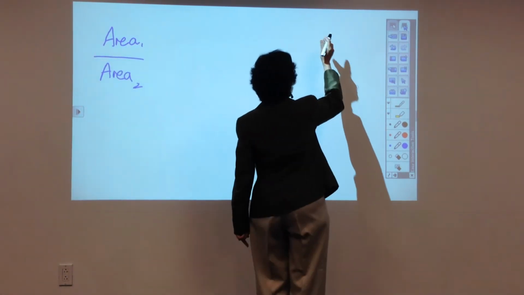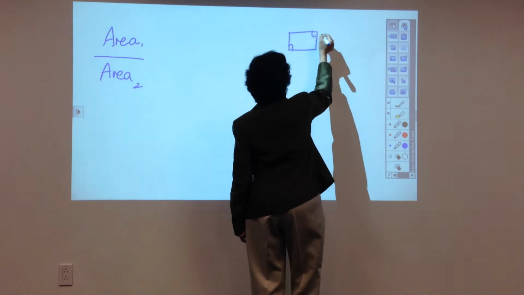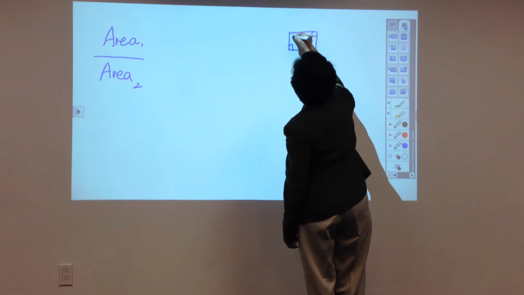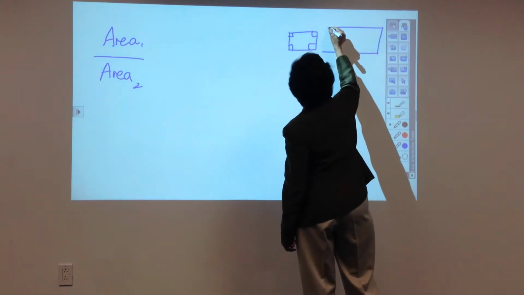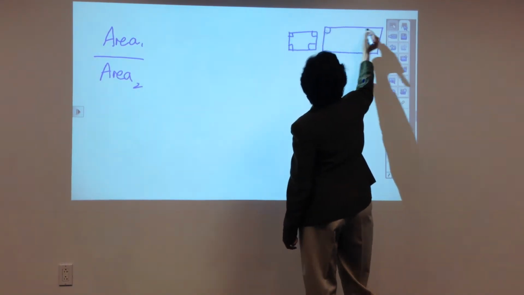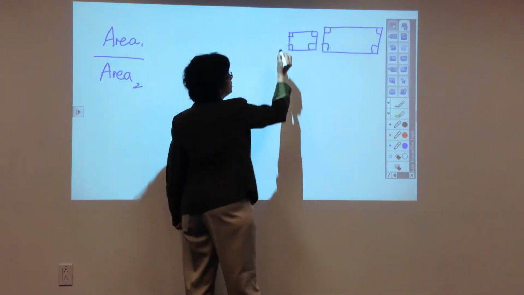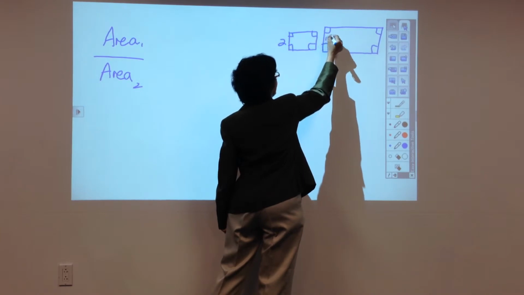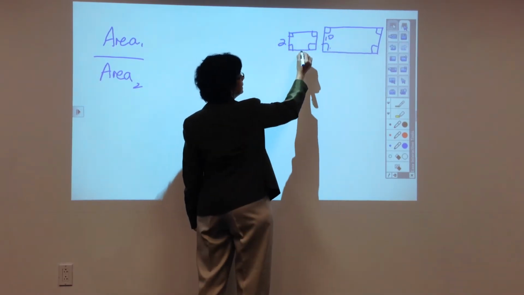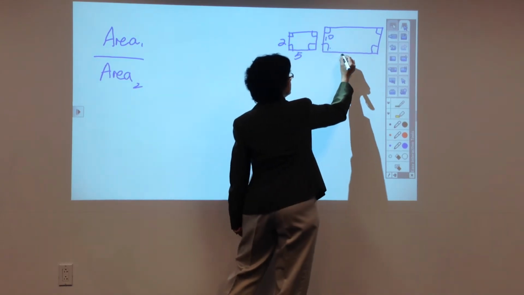Now I'm going to make up another polygon. So let's make up a rectangle. And we'll say these 2 rectangles are similar. Let's make up some measures. So we'll say this is 2, and this is 10, and this is 5, and this is 25.